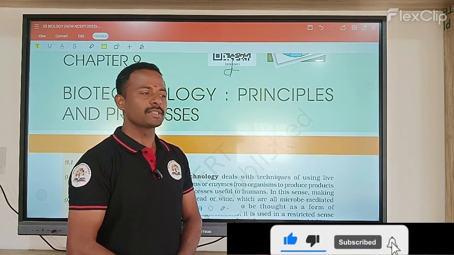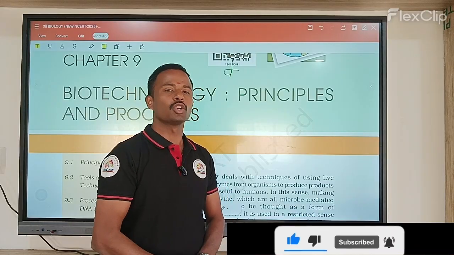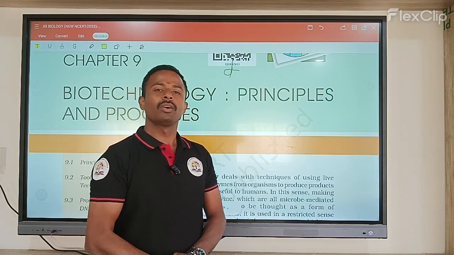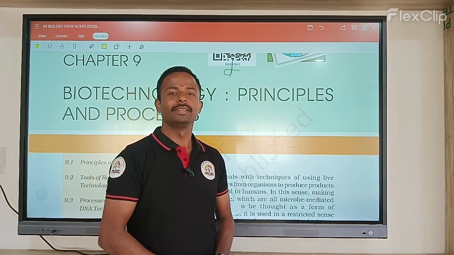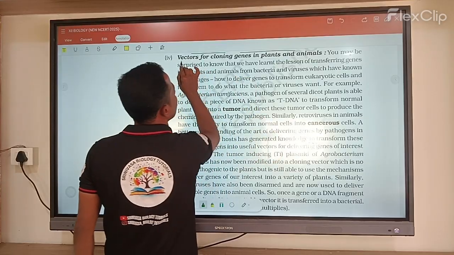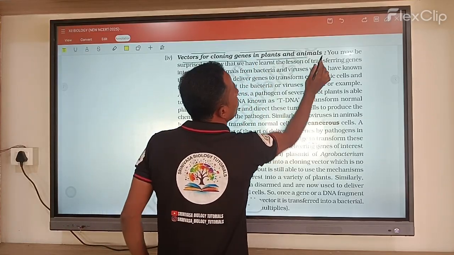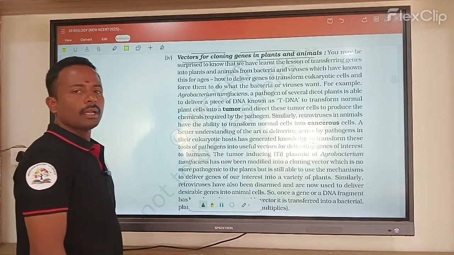For this section, we will discuss NCERT Class 12, the chapter Biotechnology Principles and Process. Part 5: Vectors for Cloning Genes in Plants and Animals.